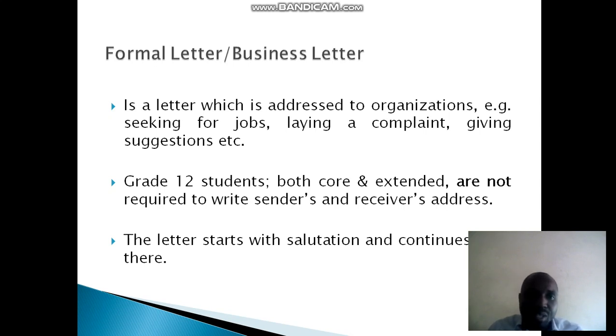For grade 12 students, whether you are doing core or extended, during examination, when you are writing a formal letter, you are not required to include the sender's address or the receiver's address. That is not for grade 12 level. When you are given the question paper, the answering space will start with the salutation. For you, it's just to complete the name of the person, and then it continues from there.